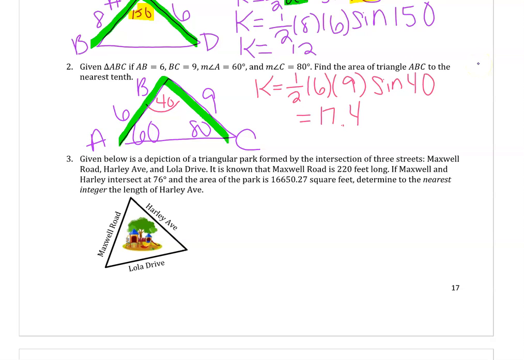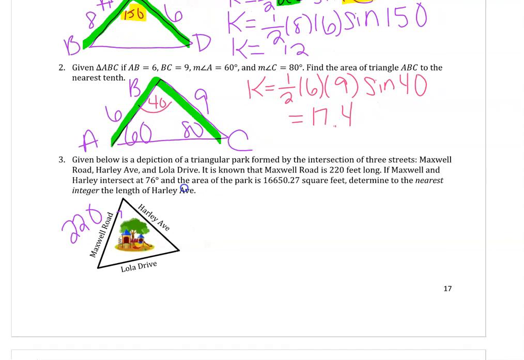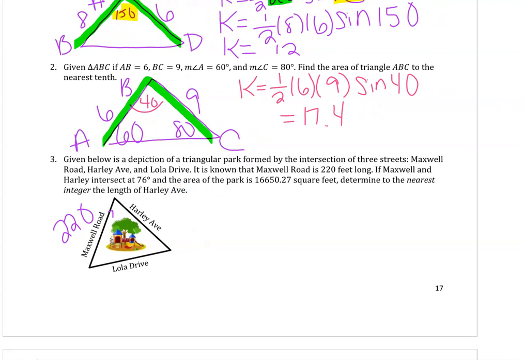All right, number 3. Given below is a depiction of a triangular park formed by the intersection of 3 streets, Maxwell Road, Harley Ave, and Lolo Drive. It is known that Maxwell Road is 220 feet long. I'm actually going to include that here, 220. If Maxwell and Harley intersect at 76 degrees, put that in there, and the area of the park is given. Okay, so they're telling you that the area of the park is that 16650 number. Determine to the nearest integer the length of Harley Ave.